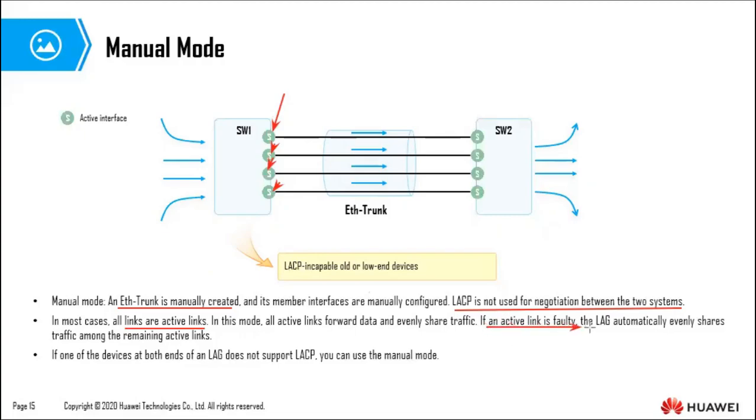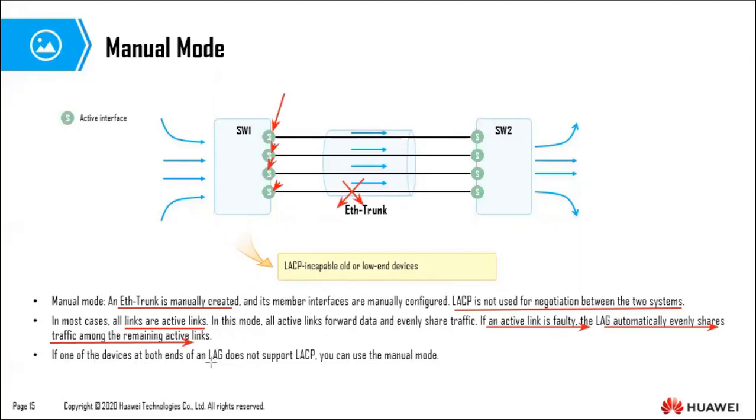If an active link is faulty, the LAG automatically and evenly shares traffic among the remaining active links. So normally, all the links will forward data on an equal percentage. So if one link goes down, like this one goes down, then the sharing formula is recalculated and shared equally among the remaining 3 interfaces.